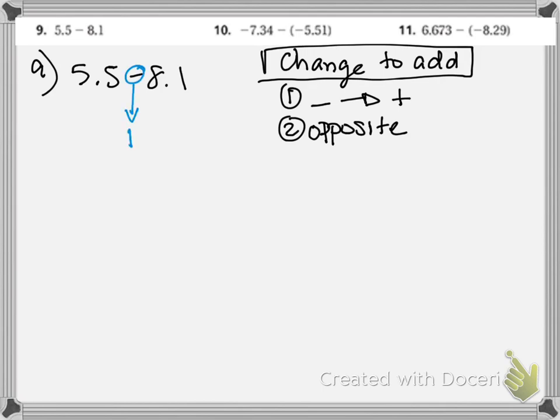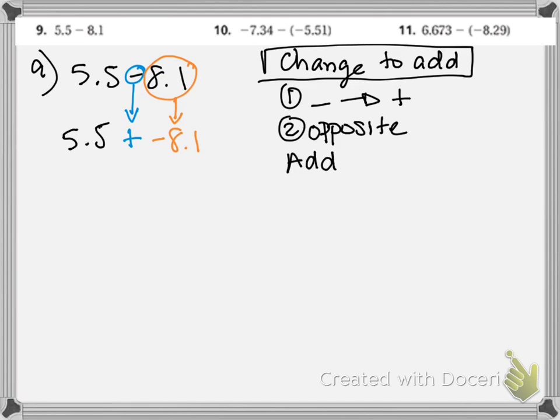Change this to addition, and we're going to change this to its opposite. So positive 8.1 is negative 8.1. First number stays exactly the same. And now we are adding two numbers with different signs.